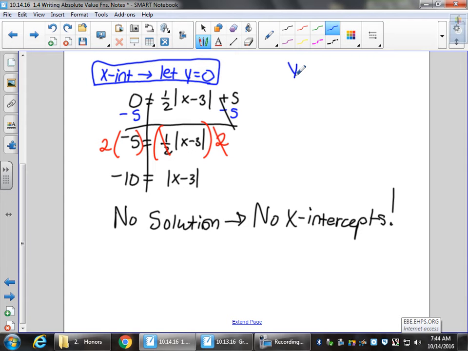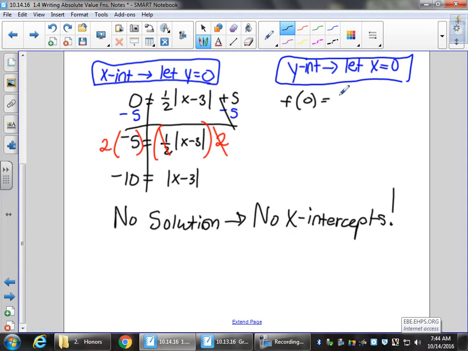Let's talk y-intercept. For the y-intercept, let x equal 0. Can't draw straight lines today. So that will look like f of 0 equals 1/2. Now wherever I see x, we're going to plug in a 0.